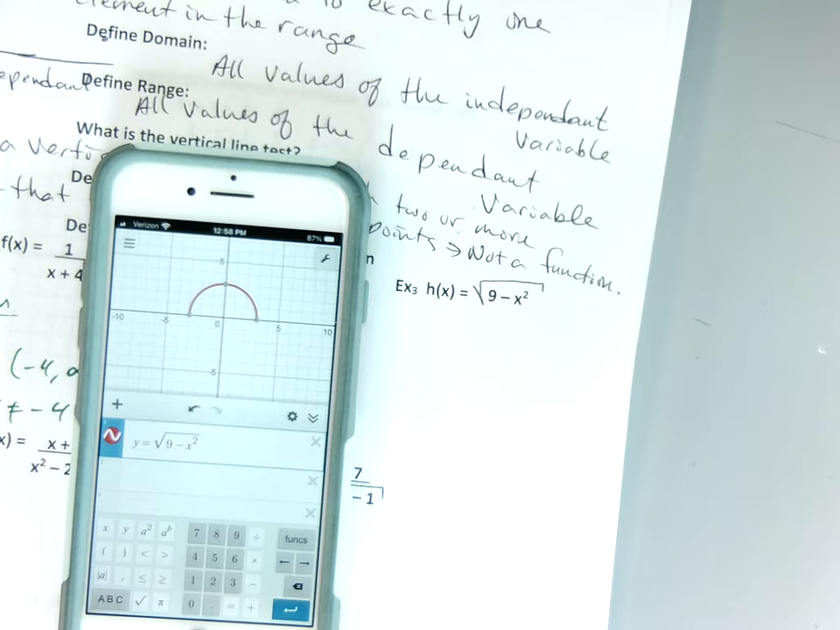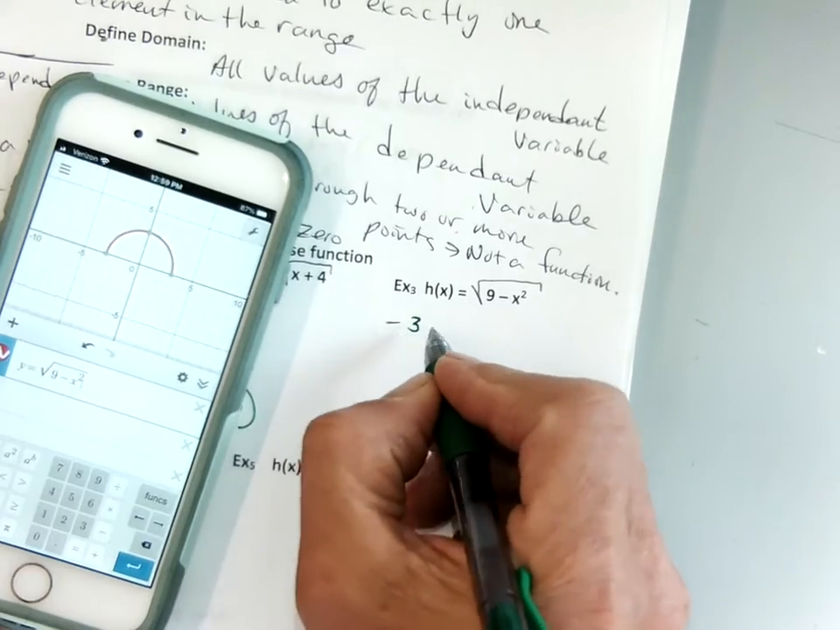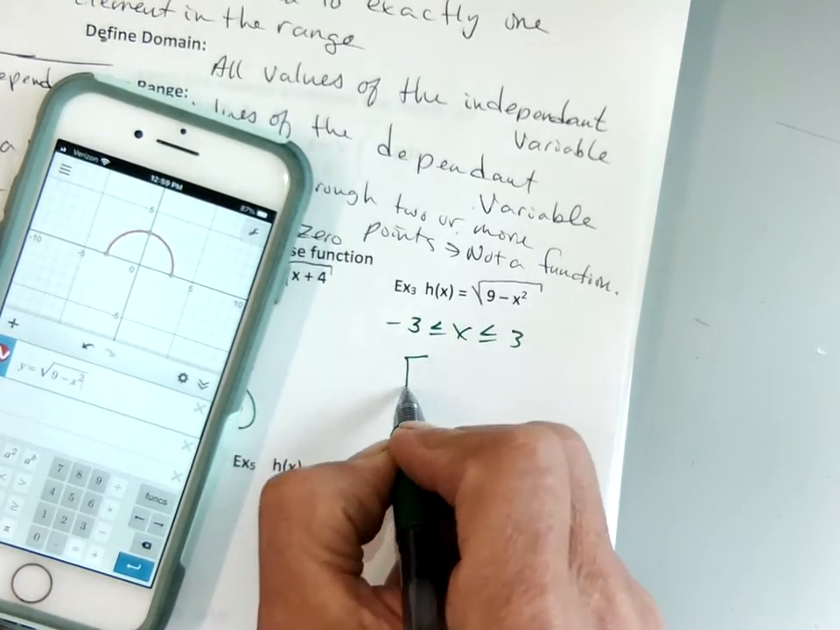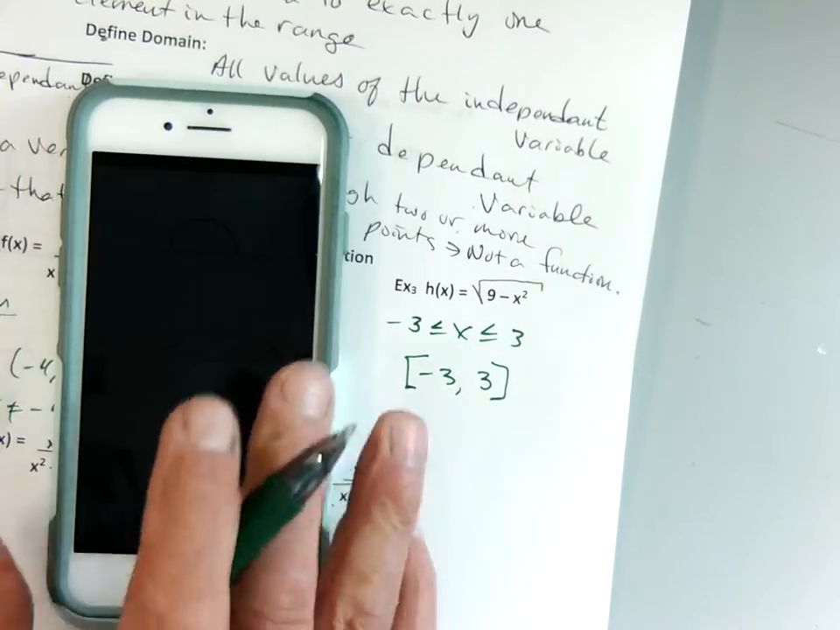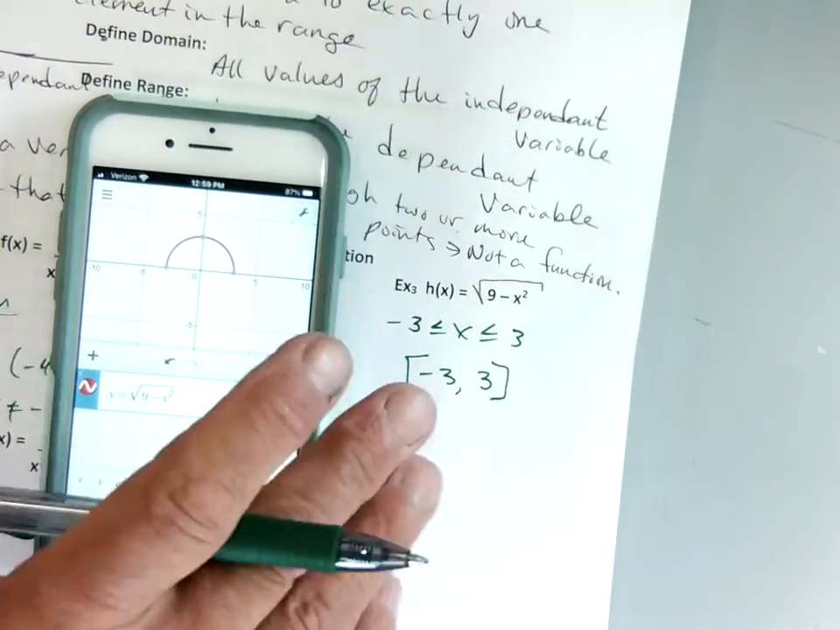What's the domain? The x is less than or equal to 3 and greater than or equal to negative 3, isn't it? In set notation, you could write it like this: negative 3 is less than or equal to x, which is less than or equal to 3. That's set notation. Or interval notation. I think you're going to like interval notation better when you finally get the hang of it, right? And that makes sense. It really does.